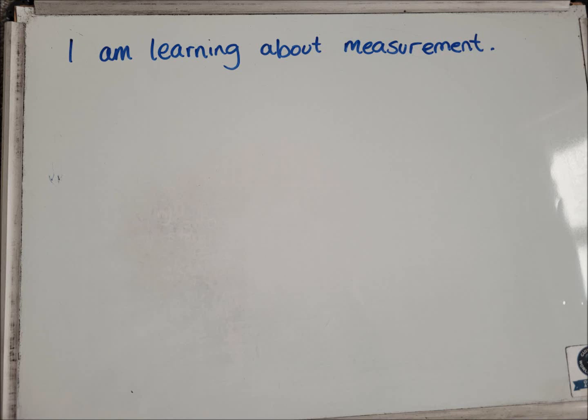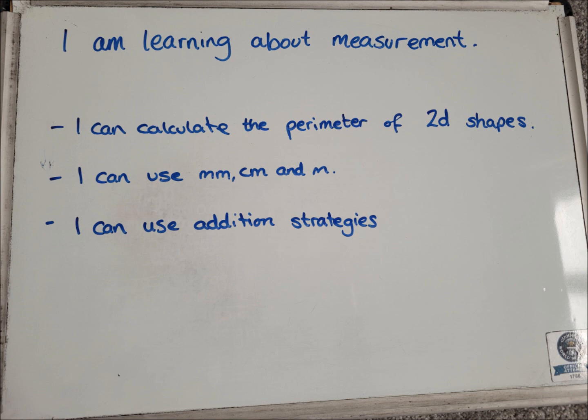We're going to be having a look at perimeter today, which is a type of measurement. So I am learning about measurement as our learning intention. By the end of today, we will be able to calculate the perimeter of some 2D shapes. We will be using millimetres, centimetres and metres in all of our answers, and we will be using addition strategies. We might be using multiplication and subtraction strategies, but addition will be the main one that we use today.